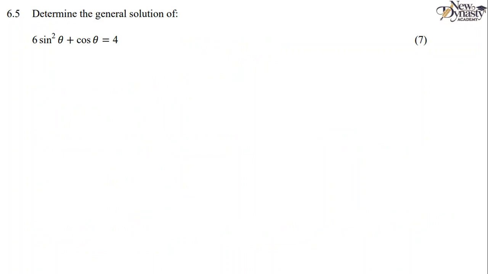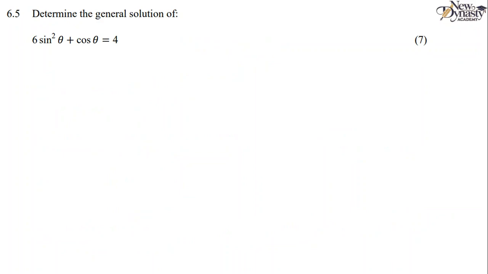Now the next question says determine the general solution of the following equation that is given there. So we've got 6 sine squared theta plus cos theta equals 4. For you to determine the general solution, I think we need to make sure that we have got the same ratio. Since we've got sine and cos, we should convert one of the ratios.